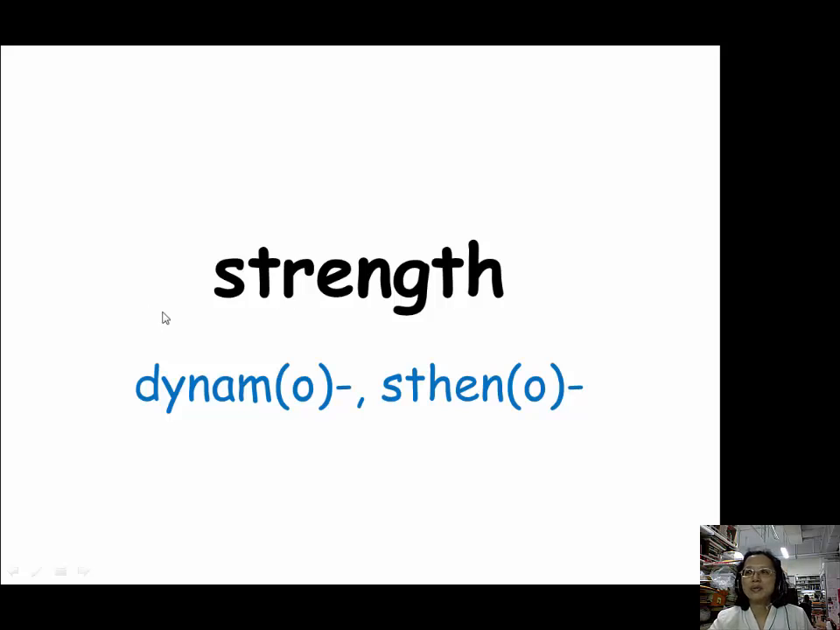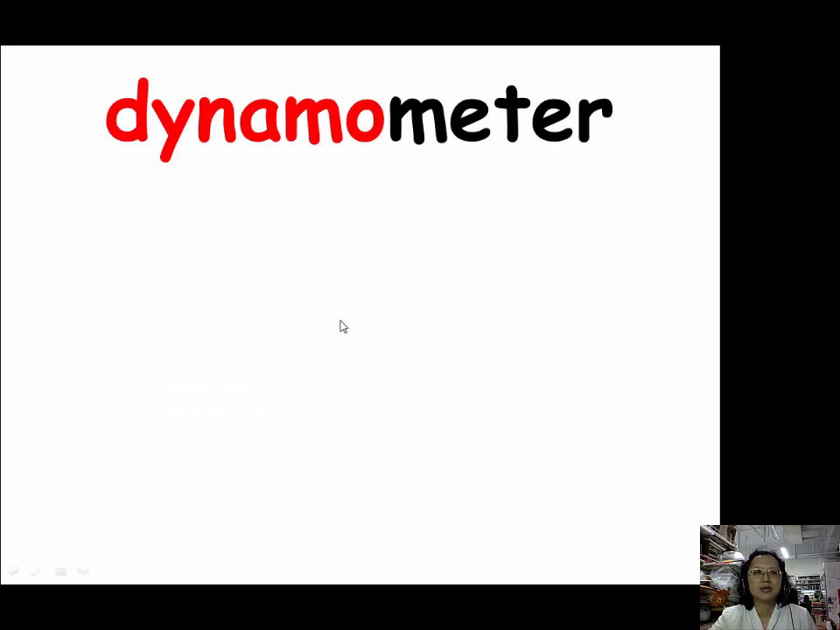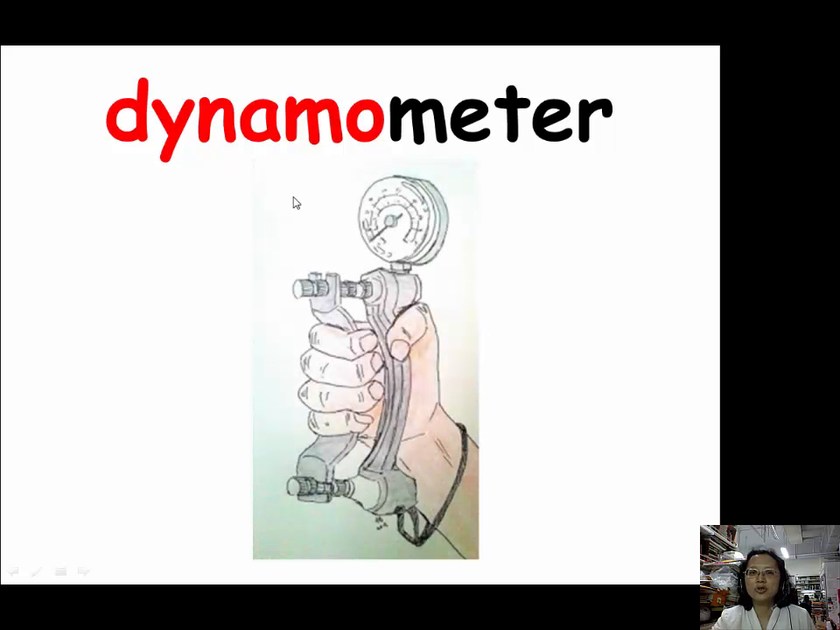And when we want to describe things that are related to strength, we use these two prefixes, dynamo, D-Y-N-A-M-O, or stheno, S-T-H-E-N-O. Let's see our example. For dynamo, our example is dynamometer. Dynamometer is an instrument for measuring the force of muscular contraction.